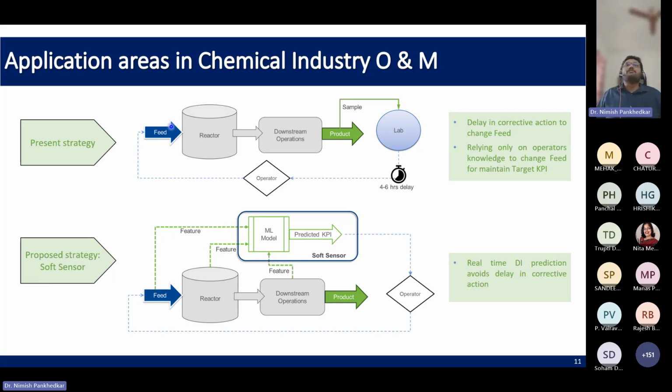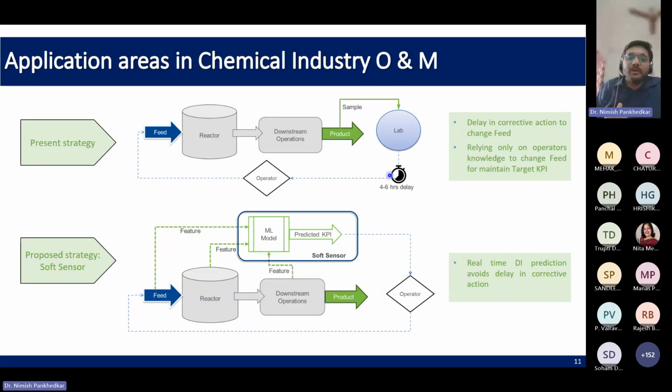presently what is happening, I have a feed which is going to the reactor, and after the reactor the product goes to downstream operations, most likely the separation operations, the distillation operations, and the product is taken. The product is sent to the lab. The sample is sent to the lab for analysis, and after a delay of 4 to 6 hours, depending on how labor intensive the quality tests are, you get to know the result.